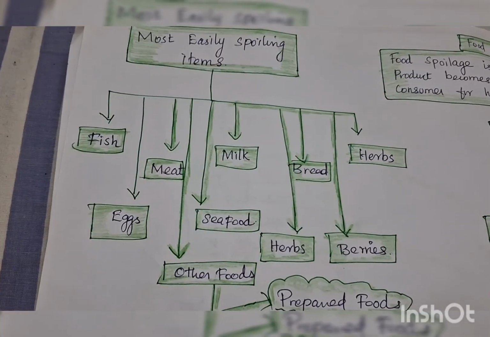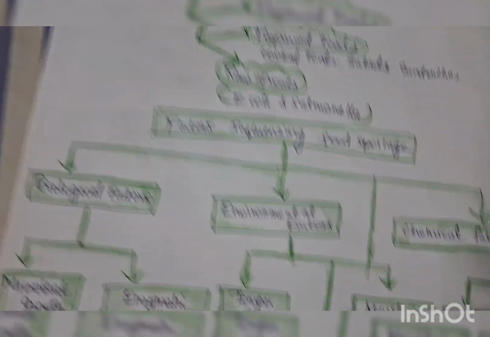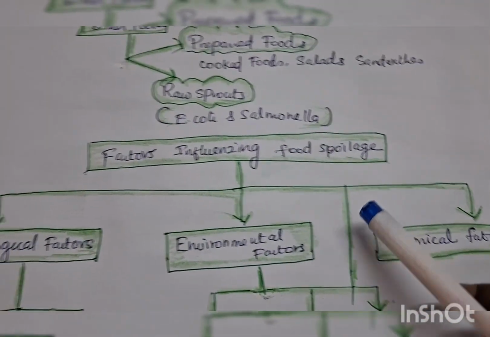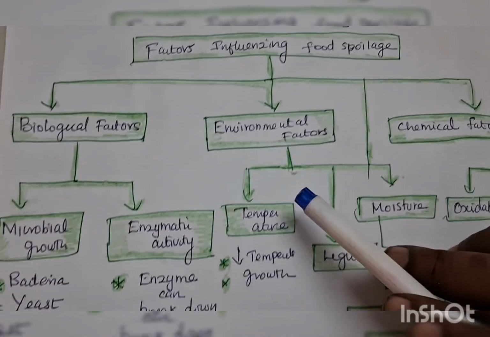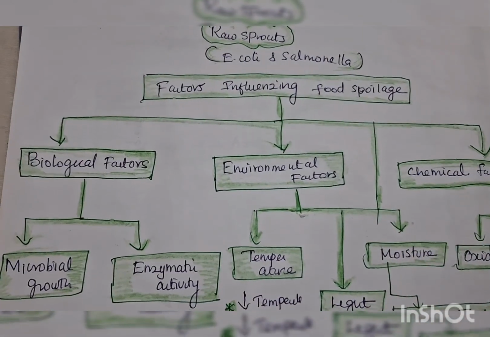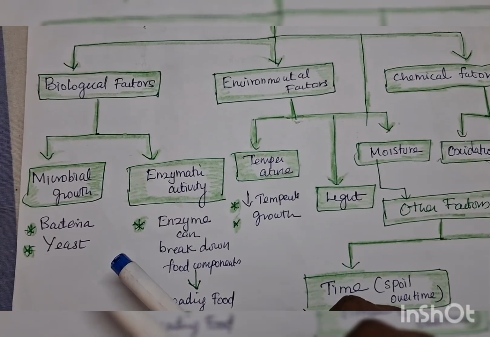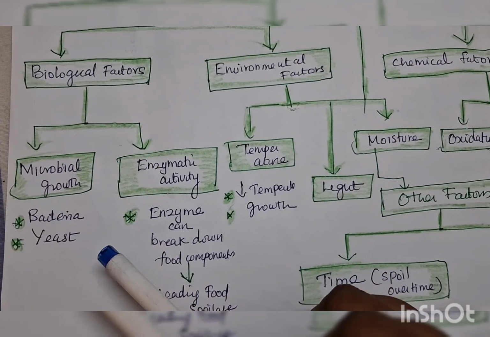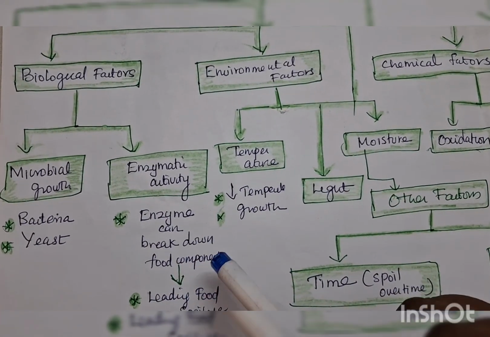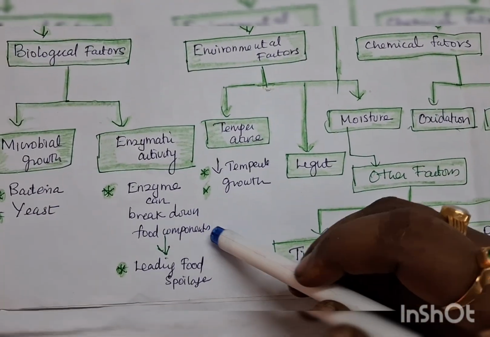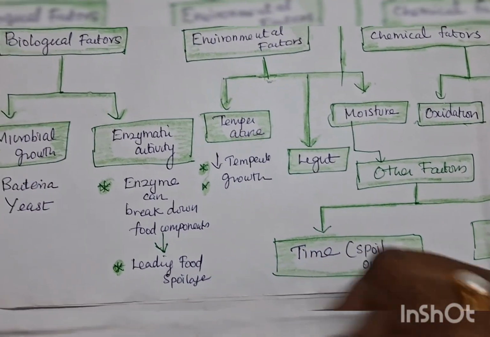Let us see clearly the factors influencing food spoilage. First is the biological factor, then the environmental factor, and the chemical factor. What is the biological factor? Biological factors are mainly microbial growth, bacteria and yeast, and the enzymatic factor. Enzymes can break down the food, leading to food spoilage.